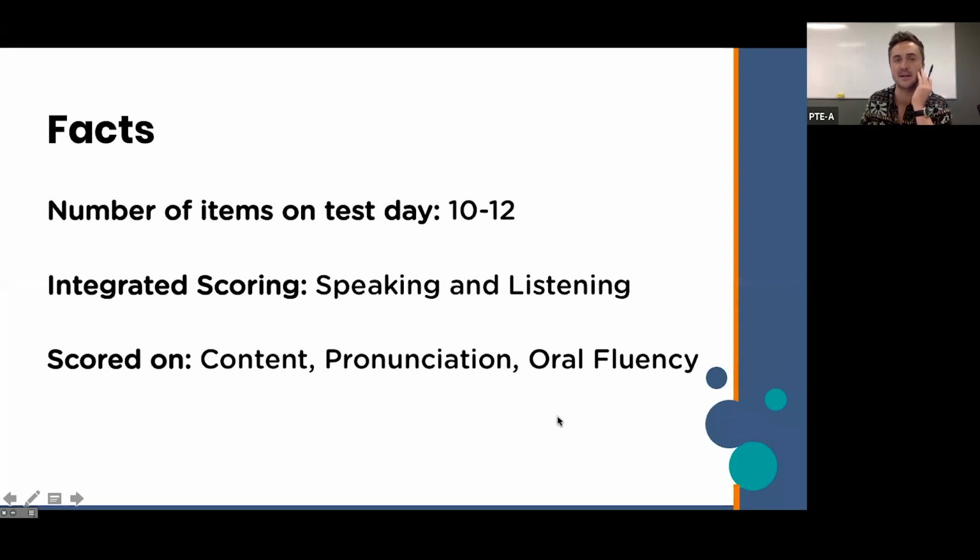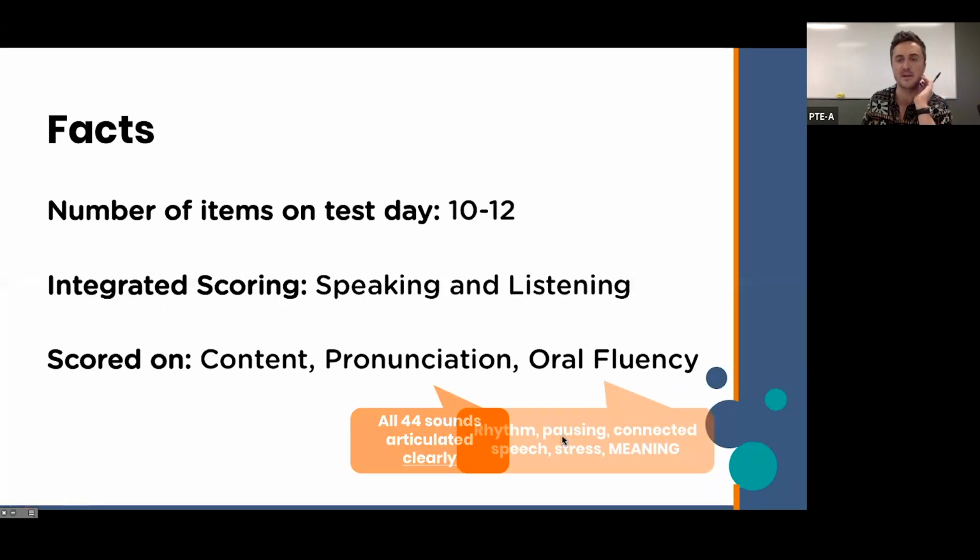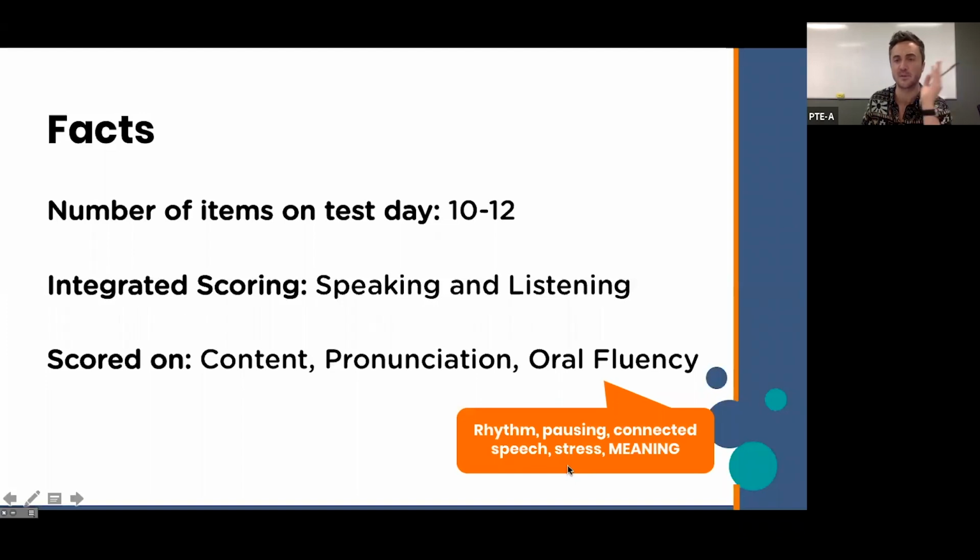And just like read aloud, you are scored on content, pronunciation, and oral fluency. Content means that you say all of the words in the correct sequence as they were said. Pronunciation is talking about the clarity of your consonants, consonant clusters, vowels, and word stress. And oral fluency, as we just saw before, refers to rhythm, pausing, connected speech, stress, sentence stress, meaning, and also intonation there.